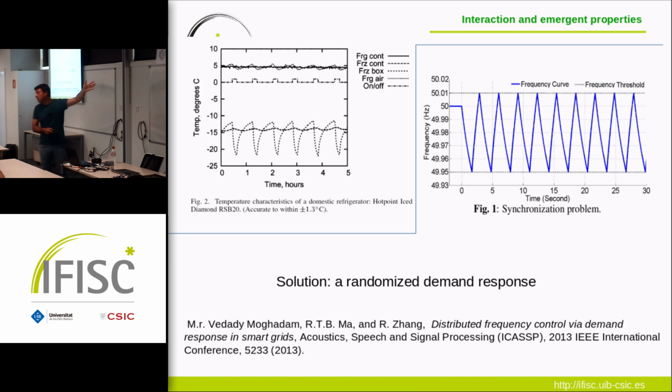To avoid that, actually, it is simple in principle: it is enough to make the switching random. When the device has to switch, you do it with a certain probability. This spreads out the switchings, and this avoids this phenomenon.